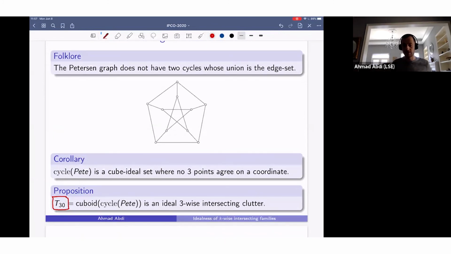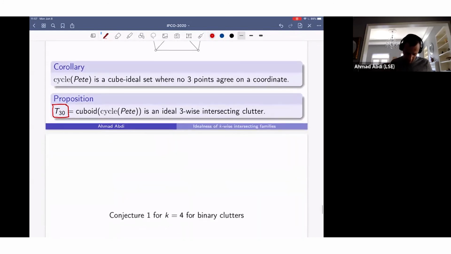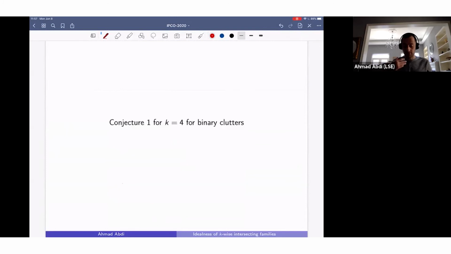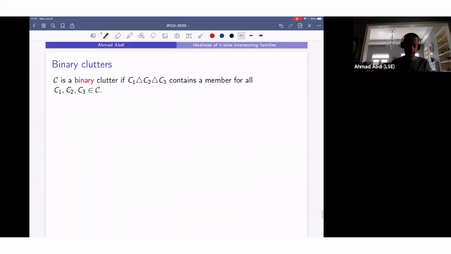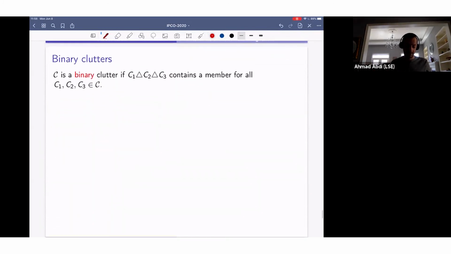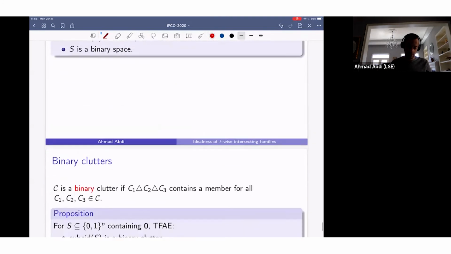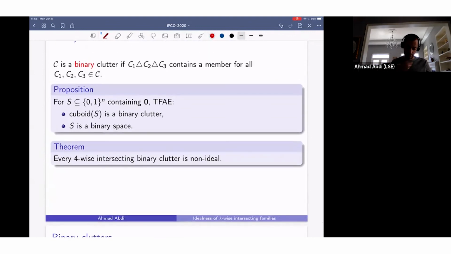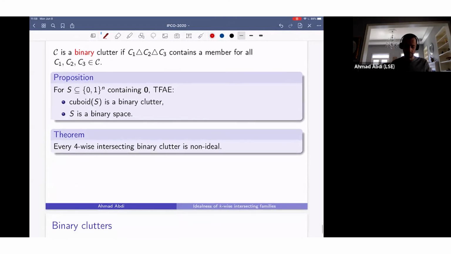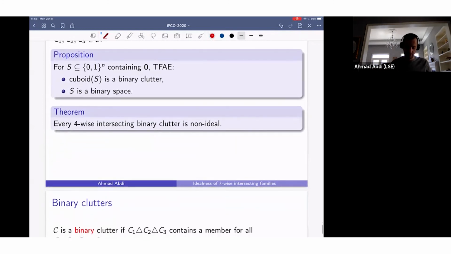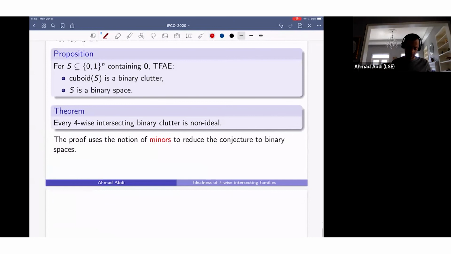But he wasn't looking at these 3-wise intersecting conditions. Actually, Schrijver named it, Seymour named it T30. All right. And we also prove it for a class of clutters called binary clutters. And that's done by reducing conjecture 1 to conjecture 2 even for binary clutters, which is not obvious.